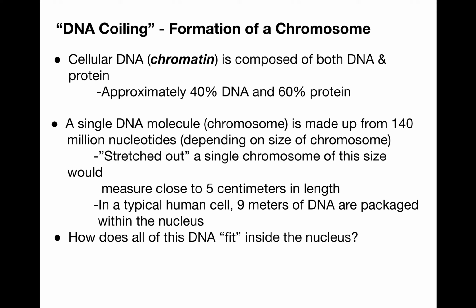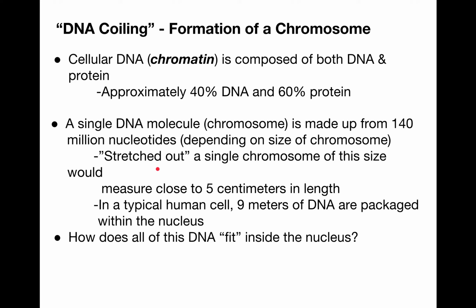So cellular DNA, again, whether you're in a prokaryote or a eukaryote, is going to come in the form of a chromatin molecule, that tumbled mass of DNA and protein. And believe it or not, chromatin is actually more DNA than it is protein. It's about a 60-40 split. A typical DNA molecule found in your cells is composed of 140 million nucleotides. Now, that can vary depending on the size of the chromosome, but up until this point, the length of DNA polymers that we've considered has been much smaller, something on the order of 10 nucleotides, nowhere near 140 million.